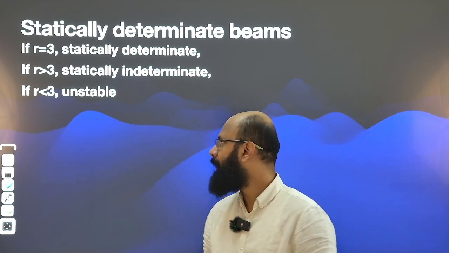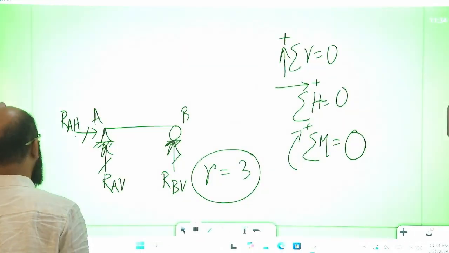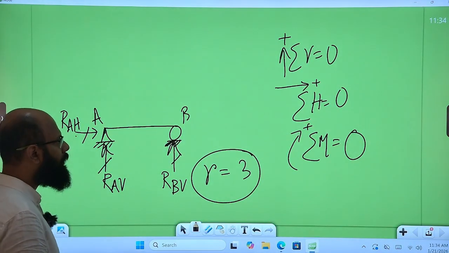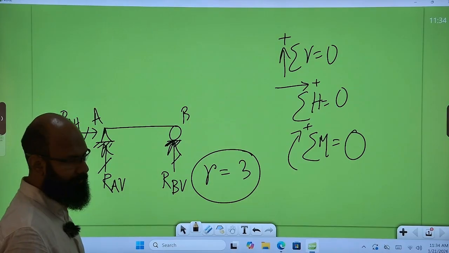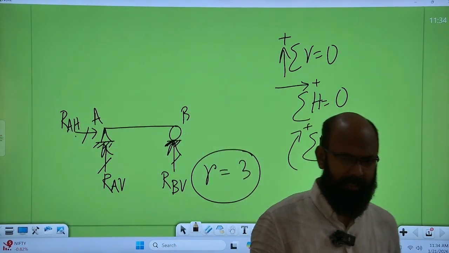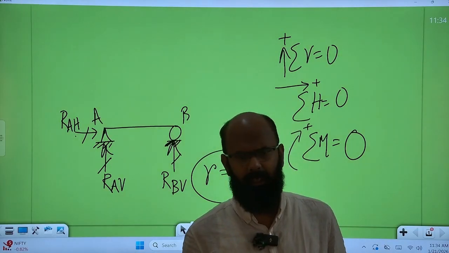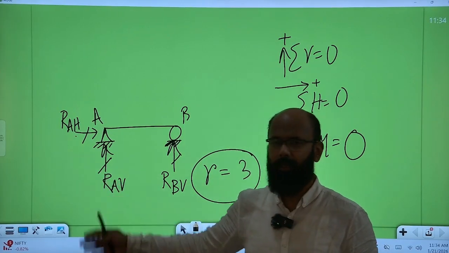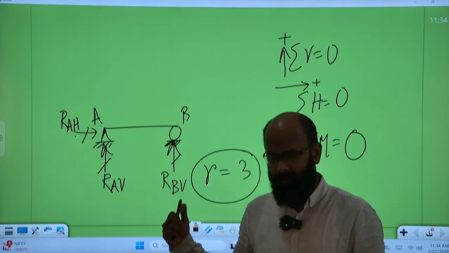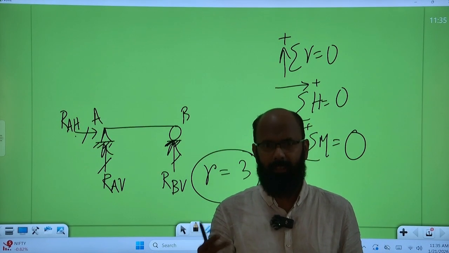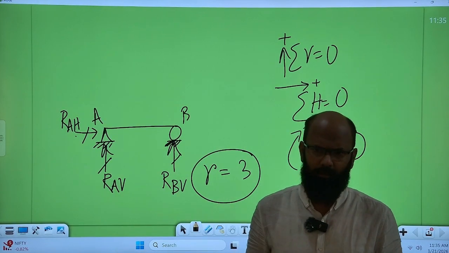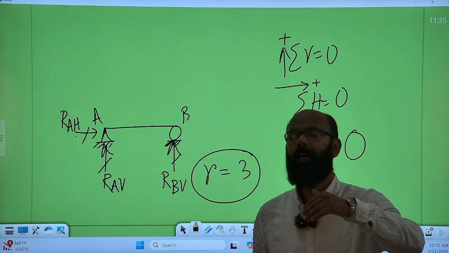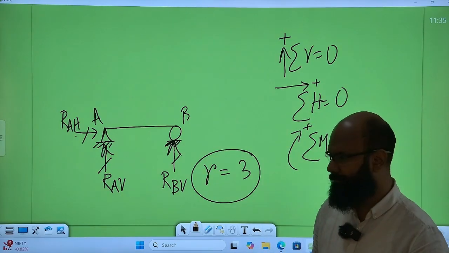I will show you right now. So here you can see R is equal to 3. As per our concept, if the number of reactions is exactly equal to 3, then the structure is statically determinate. This is a simply supported beam where one end is a pin and the other end is a roller. This is a statically determinate structure, and we will discuss today how to calculate these unknowns by applying equations of equilibrium. This is the ultimate goal of today's class.